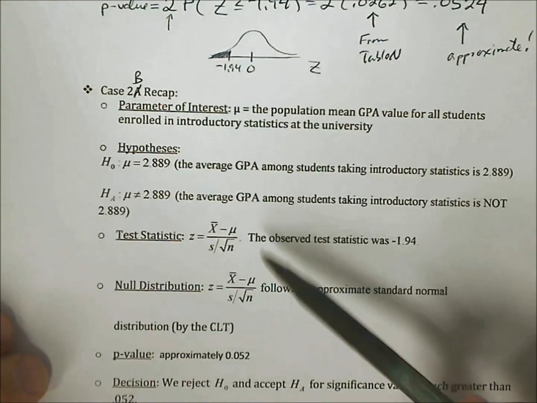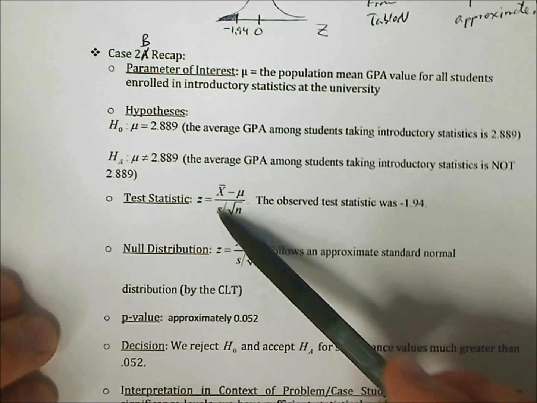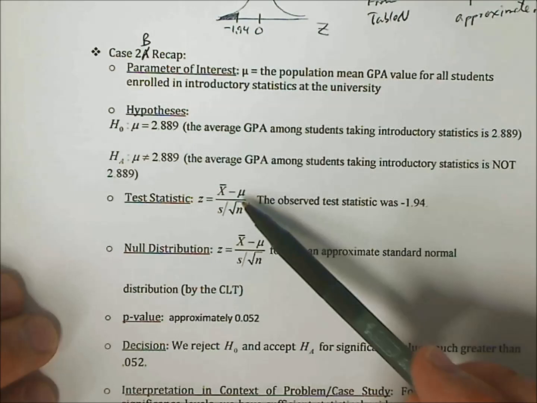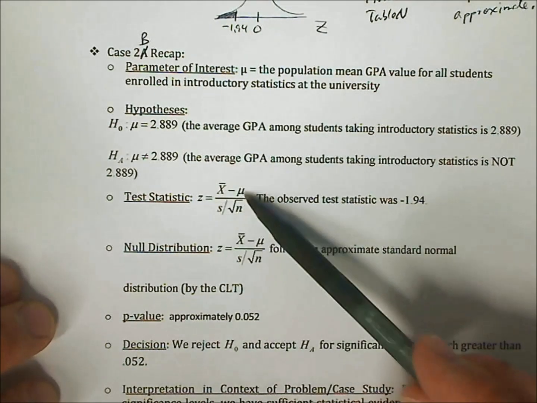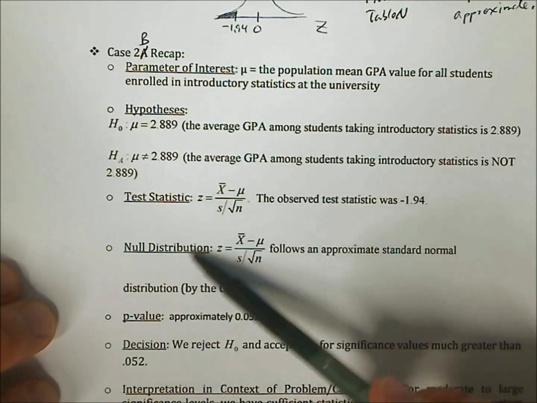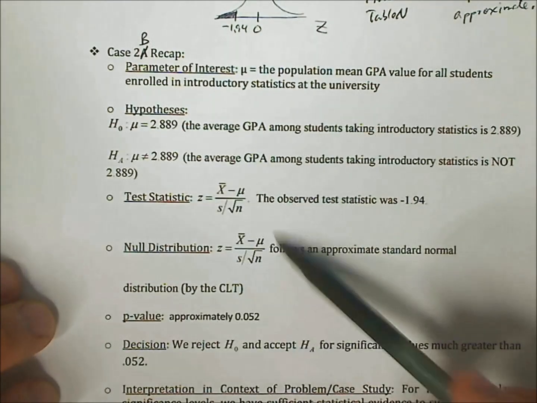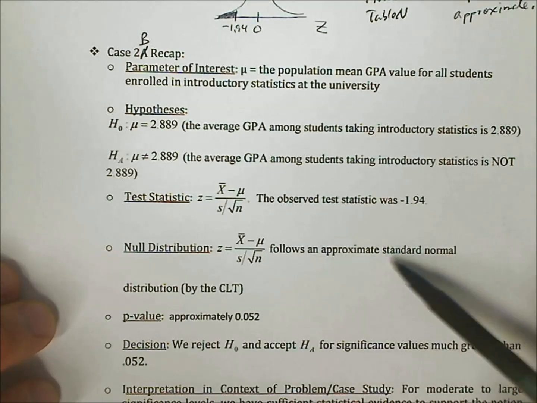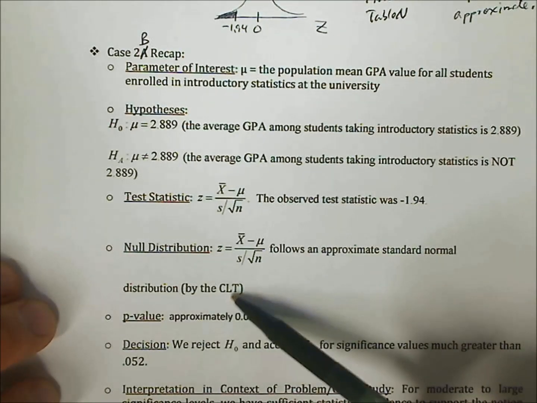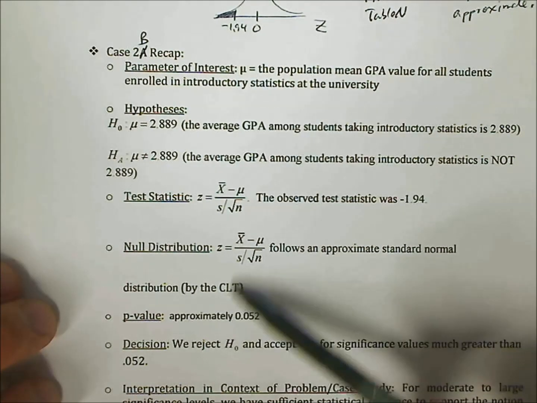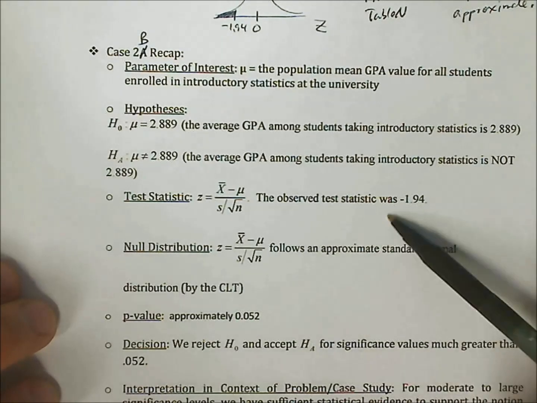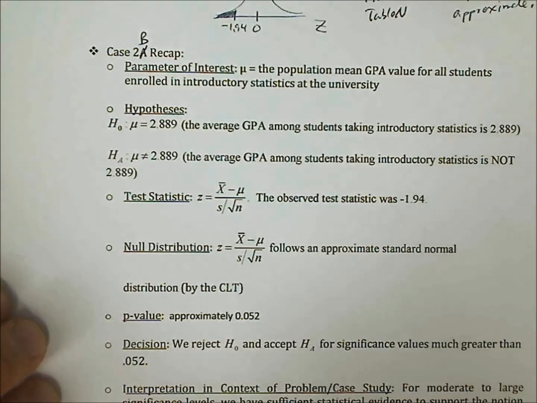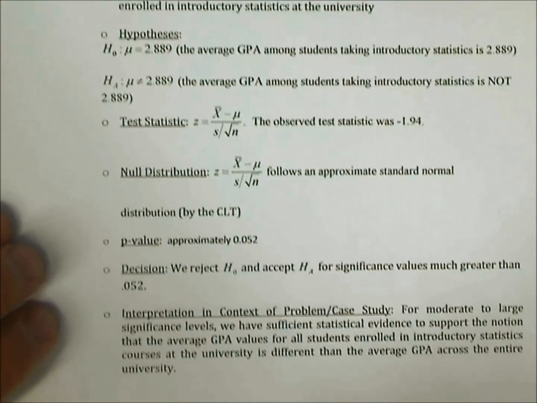We talked about our test statistic. We developed this test statistic, and this test statistic is viable because our sample size is large, and when we go to the next step, because our sample size is large, the distribution of this test statistic is an approximate standard normal. And of course the central limit theorem, the CLT, is driving that result. The observed test statistic was negative 1.94. The resulting two-tailed p-value, 0.052.